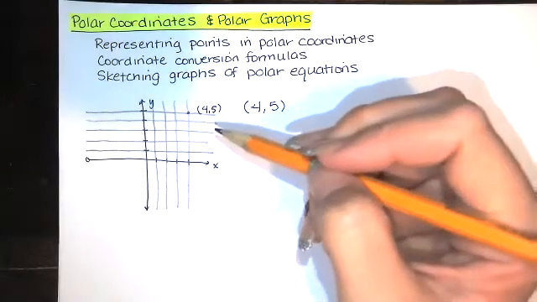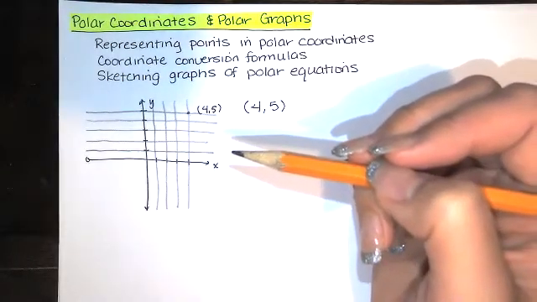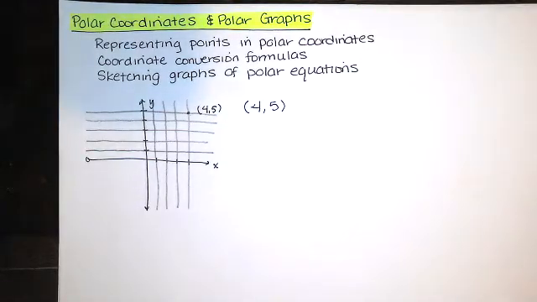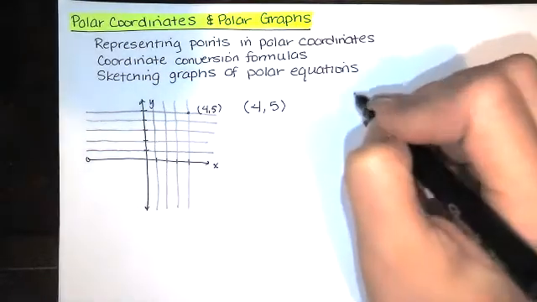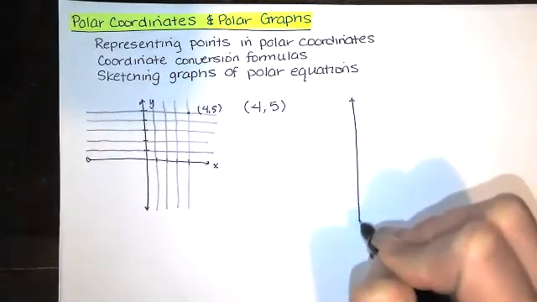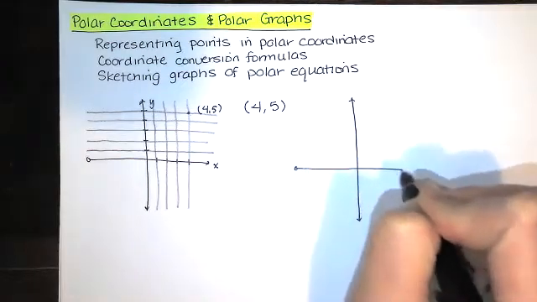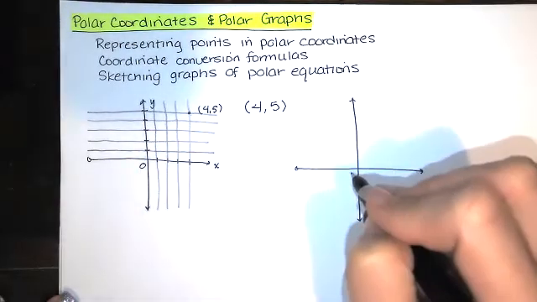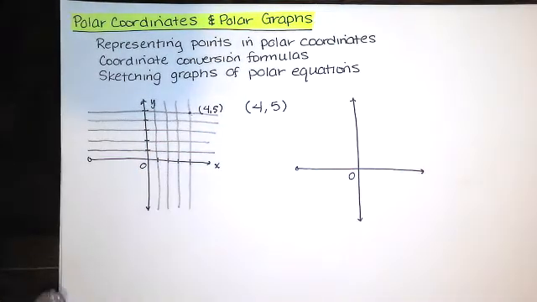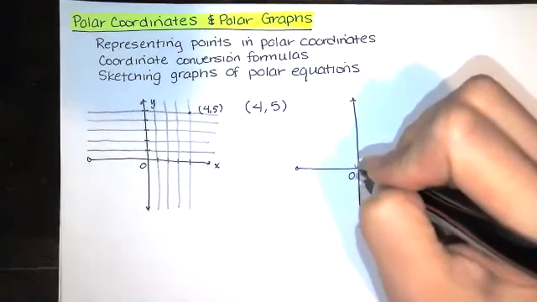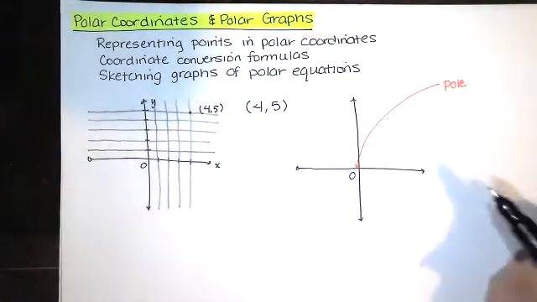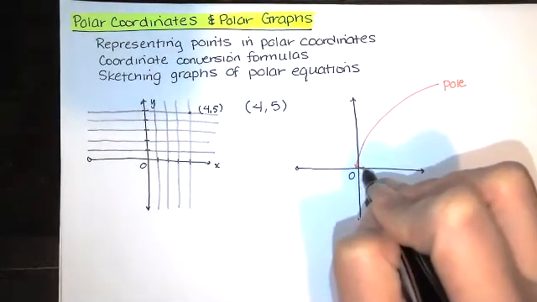Well, rather than representing that point in rectangular coordinates, sometimes it's convenient to represent that point in what's called polar coordinates. The polar coordinates can look very similar. What we would traditionally think of as the origin right here is called the pole in the polar coordinate system. And what used to be the x-axis is now called the polar axis.